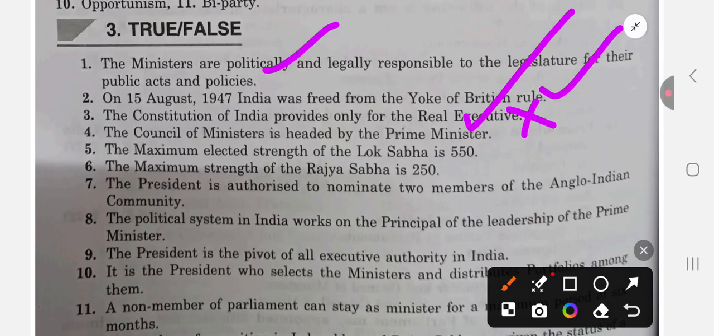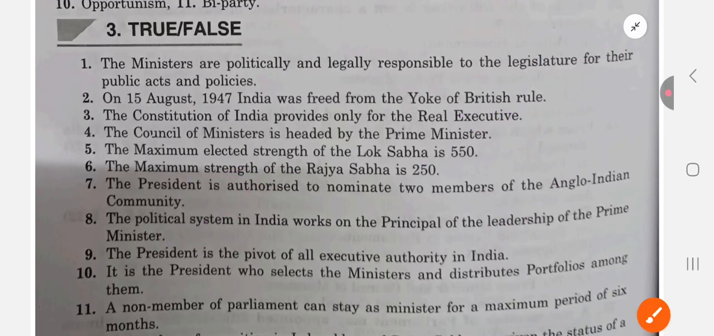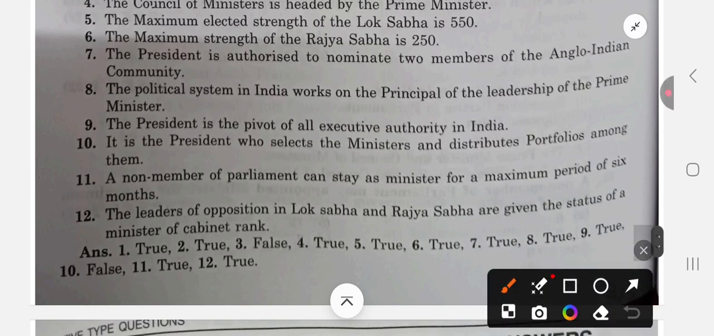The maximum strength of Rajya Sabha is 250. That is true. The President is authorized to nominate 2 members of the Anglo-Indian community in Lok Sabha. That is true. The political system in India works on the principle of leadership of the Prime Minister. That is true. The President is the pivot of all executive authority in India. That is true. It means all power is vested in the President and the Prime Minister uses those powers.